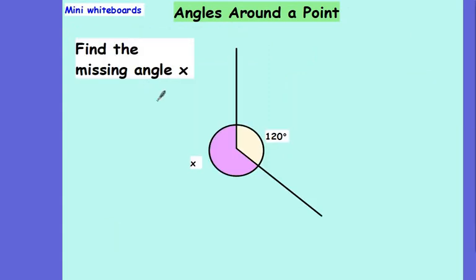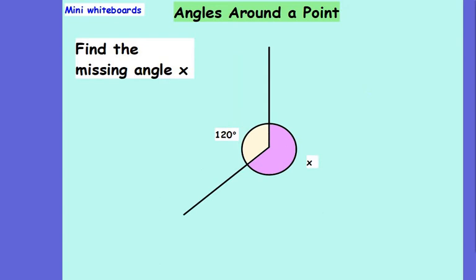Okay, year 7, mini whiteboards or light blue books. What's the missing angle x? Pause the video, have a little think and work that out now, please. Okay, to work out the missing angle, we need to do 360, take away 120, which will give me 240 degrees. So how about now? What's the missing angle x? Again, we need to do 360, take away 120, so x is still 240 degrees.